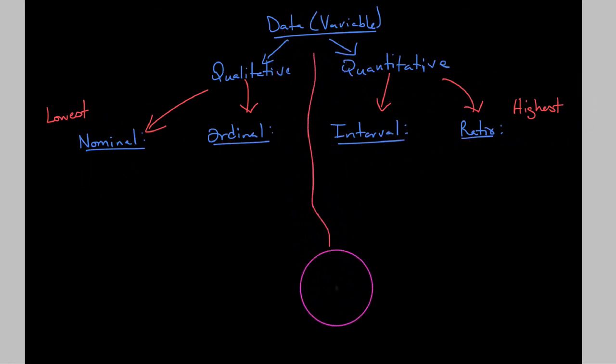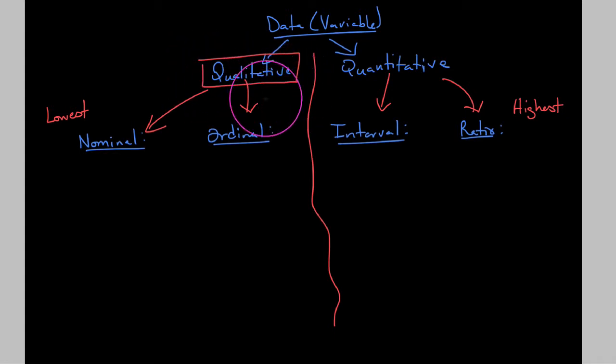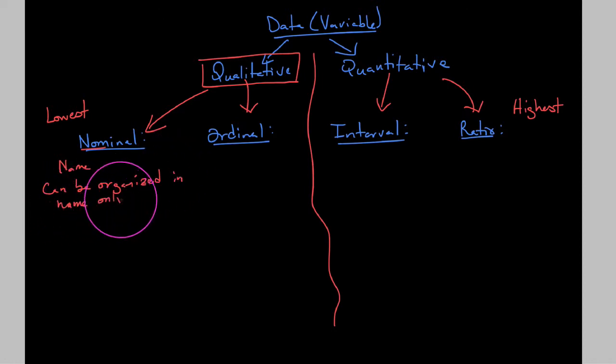So we're going to start by splitting this up and look at qualitative data as a whole and say, well, for things that we can't collect numbers for, what is it that makes something nominal? What is it that makes something the next higher level of measurement, ordinal? And nominal, the first thing I want you to think of is this. When you hear nominal, we think of name, okay? So we can say it can be organized in name only.